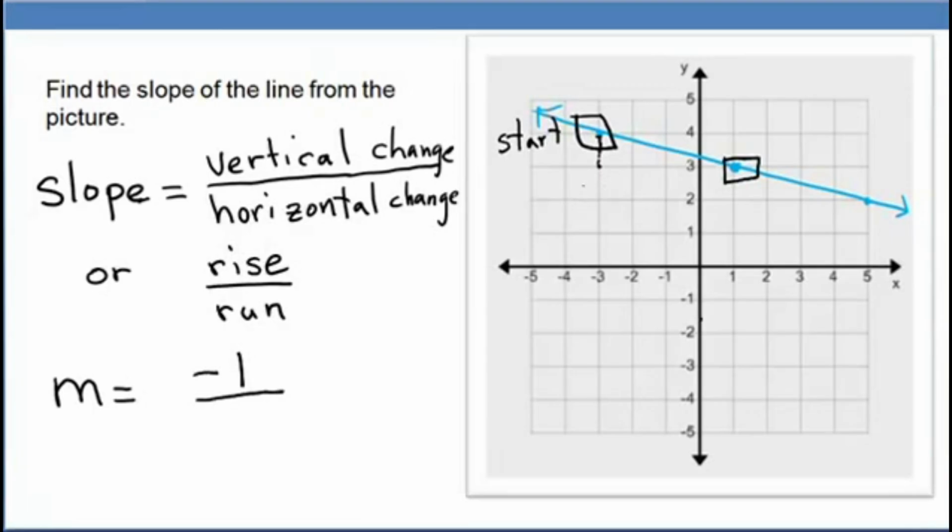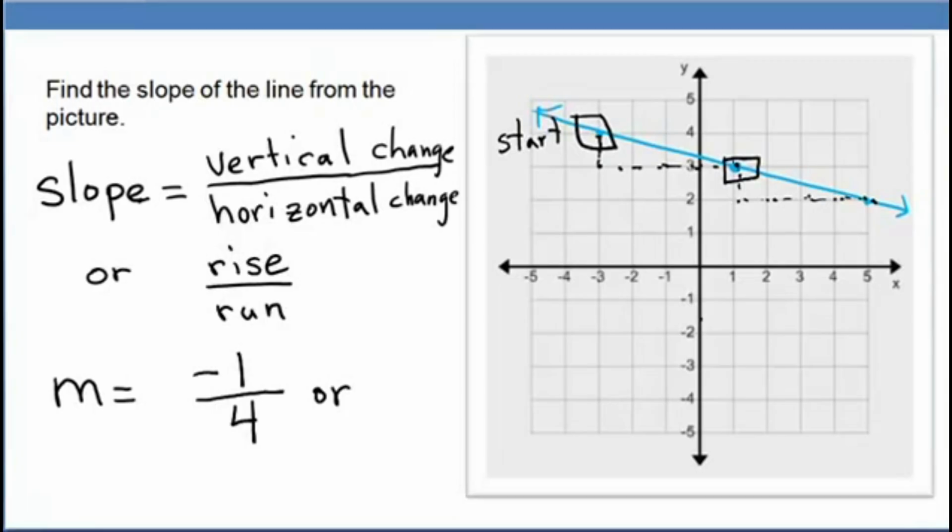And then I'm going to go across to the right. 1, 2, 3, 4 spaces. To the right is positive. So my slope is a negative 1/4. For every 1 that it goes down, it goes across to the right 4. 1, 2, 3, 4.